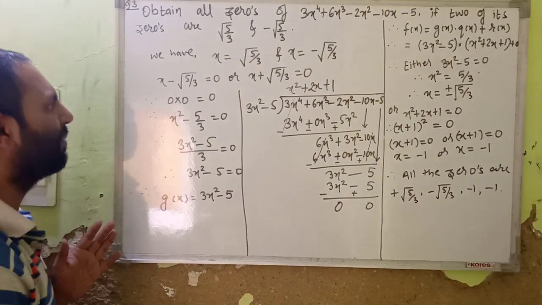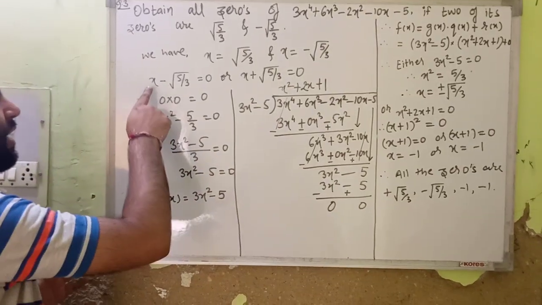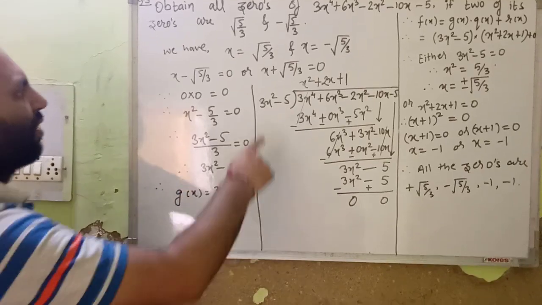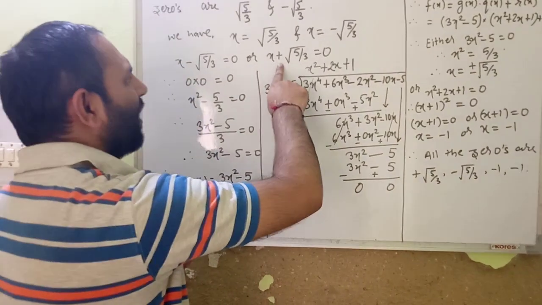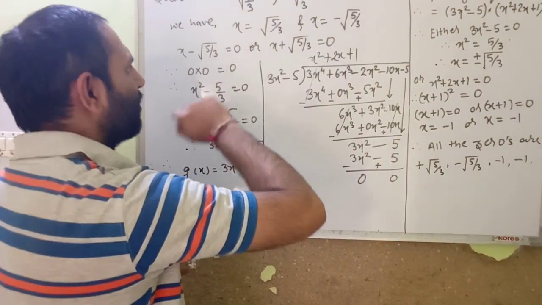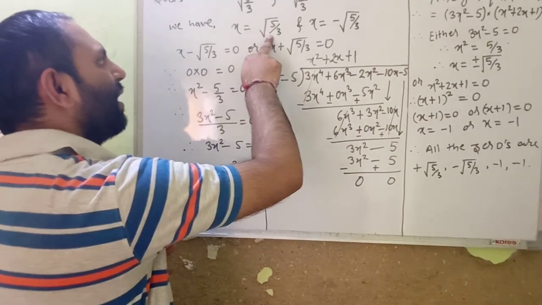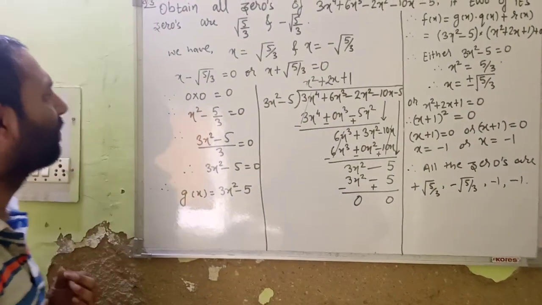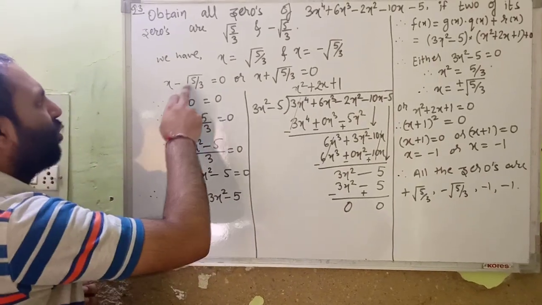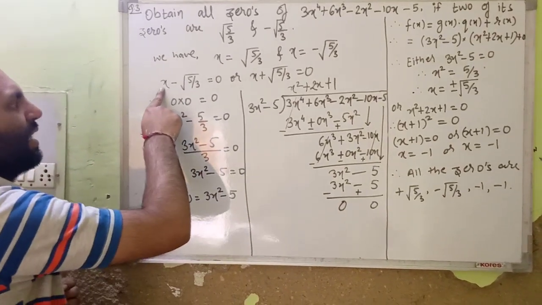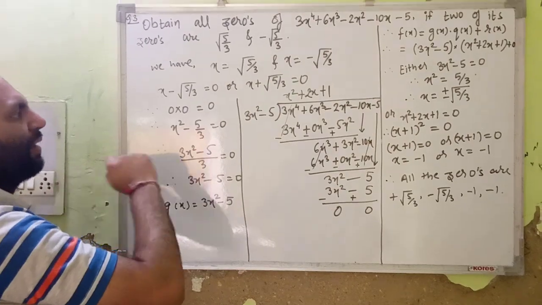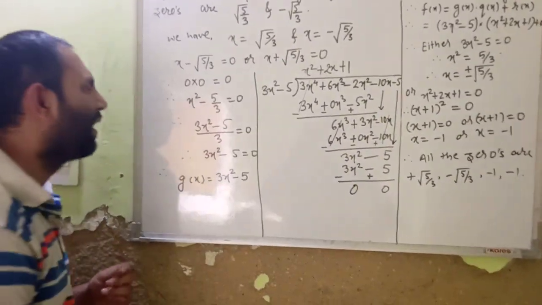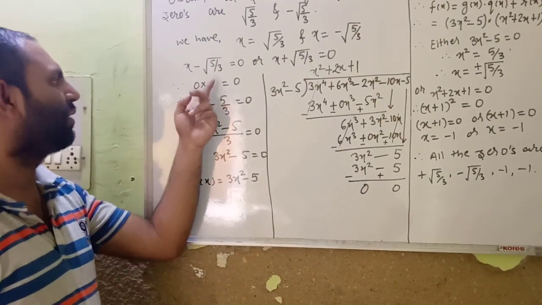So for how I am simplifying that, see what I am writing. This is x minus root of 5 by 3 equals 0, or x plus root of 5 by 3 is equal to 0, because x is either equal to root 5 by 3 or x is equal to minus root of 5 by 3. So I am taking both the conditions. That means x minus root of 5 by 3 is equal to 0, or x plus root of 5 by 3 is equal to 0. As we know, 0 into 0 is equal to 0.